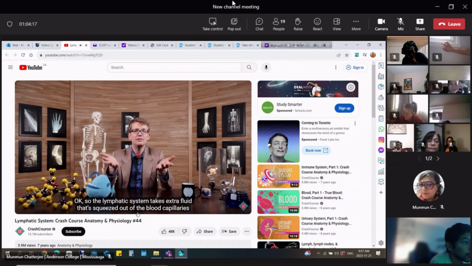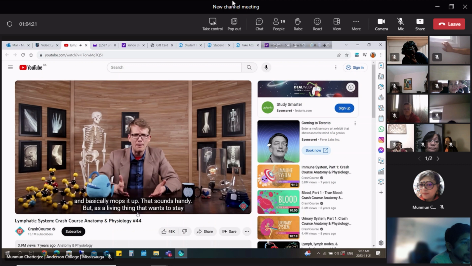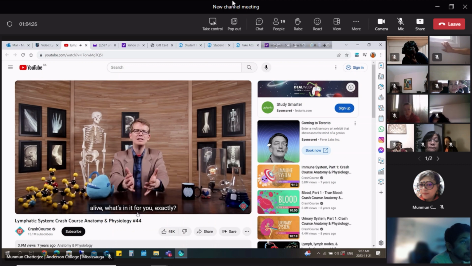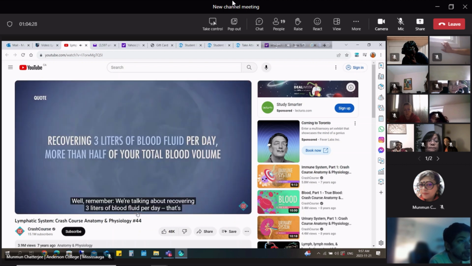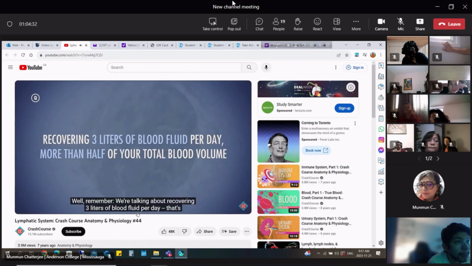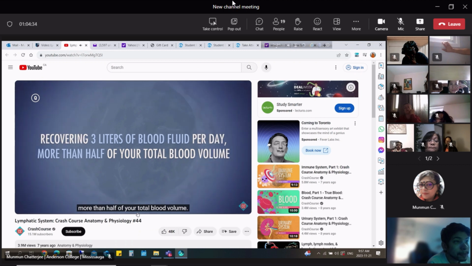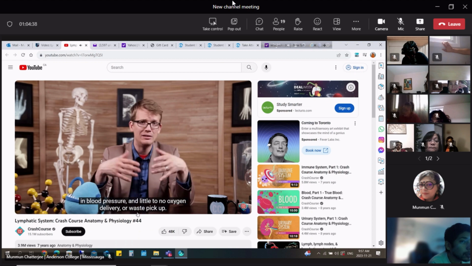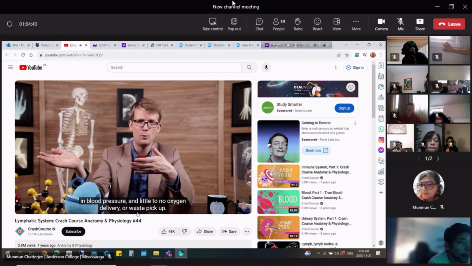Okay, so the lymphatic system takes extra fluid that's squeezed out of the blood capillaries and basically mops it up. That sounds handy, but as a living thing that wants to stay alive, what's in it for you exactly? Well, remember, we're talking about recovering 3 liters of blood fluid per day. That's more than half your total blood volume. If that weren't returned to your circulatory system, you'd be looking at a serious drop in blood pressure and little to no oxygen delivery or waste pickup.